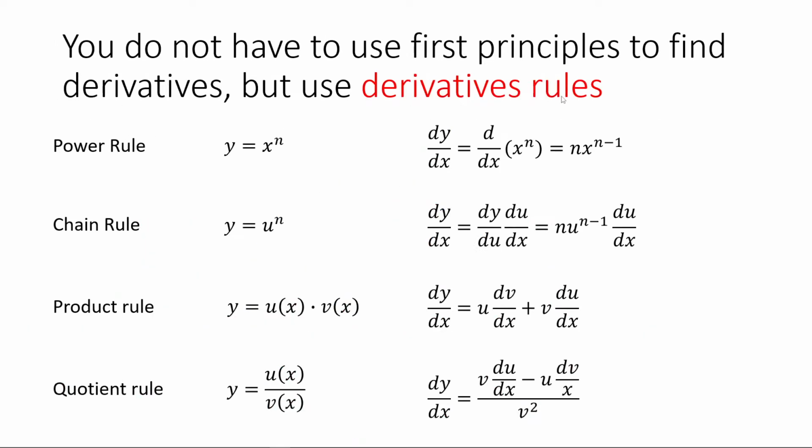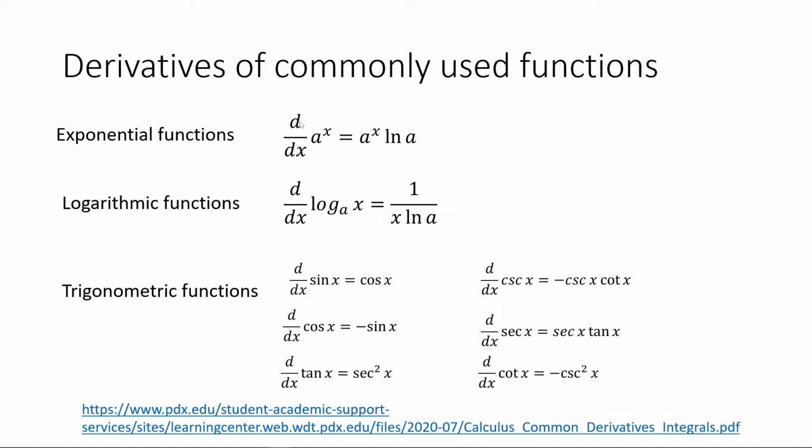So we had some derivative rules like the power rule. For the power rule, you have x to the power n, you bring the n down and you subtract 1 from the power. You have the chain rule, the product rule, and the quotient rule. I won't go through the details of this, you can just read them and you have practiced a lot already. Then you also have derivatives of commonly used functions like a to the power x, that's a to the power x ln a, logarithmic functions and trigonometric functions.